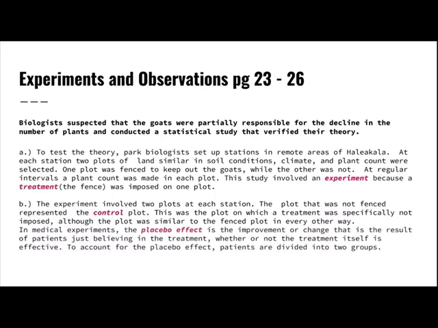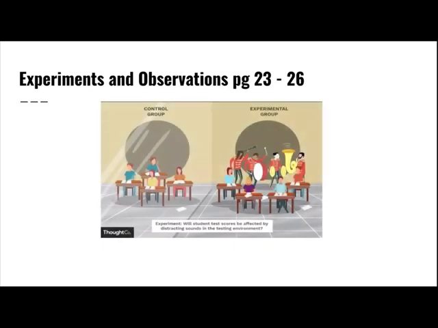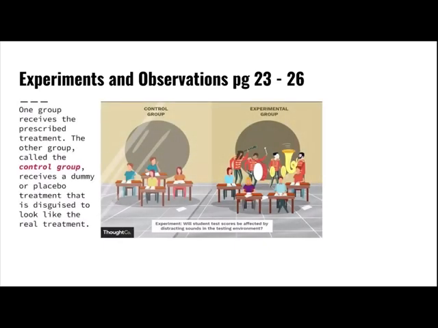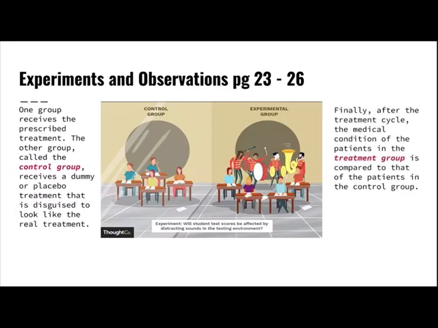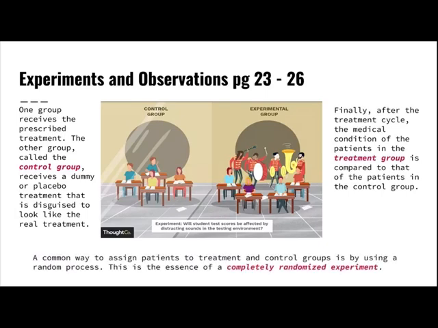In medical experiments, the placebo effect is the improvement or change that is the result of patients just believing in the treatment, whether or not the treatment itself is effective. To account for the placebo effect, patients are divided into 2 groups: the control group and the experimental group. One group receives the prescribed treatment. The other group, called the control group, receives a dummy or placebo treatment that is disguised to look like the real treatment. Finally, after the treatment cycle, the medical condition of the patients in the treatment group is compared to that of the patients in the control group. A common way to assign patients to treatment and control groups is by using a random process. This is the essence of a completely randomized experiment.